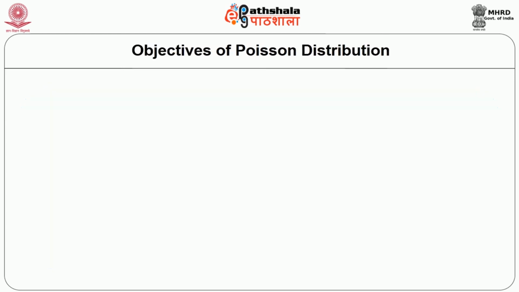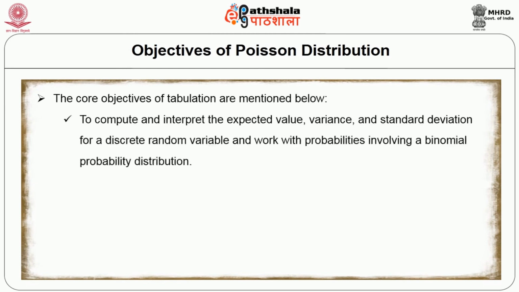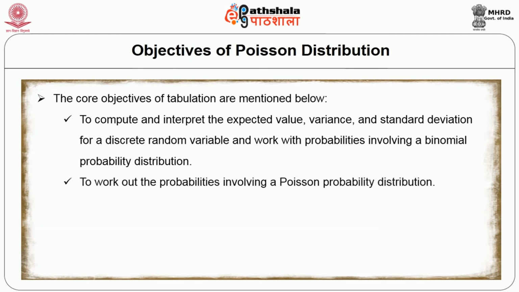Let us understand some of the major objectives, and why these objectives play such an important role. The first objective is to compute and interpret the expected value, variance and standard deviation for the discrete random variables, and work with the probabilities involving the binomial distribution. The second objective is to work out the probabilities involving a Poisson probability distribution.